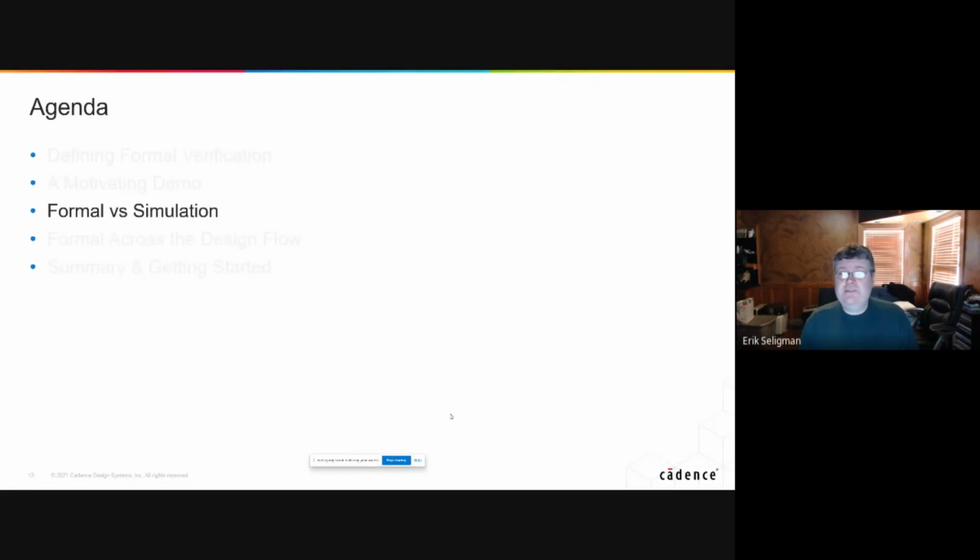So now that we've seen a demo of the cool things you can do with formal, let's take a step back and compare how formal verification works versus simulation.